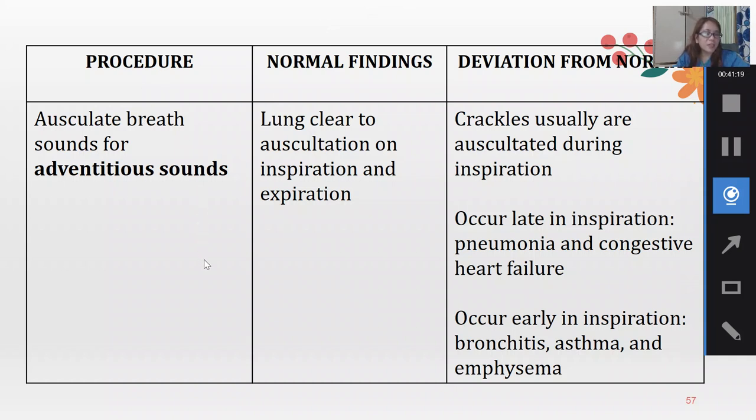So, auscultate breath sounds for adventitious sounds. Okay. So, dapat when you auscultate, ano ulit ang location? You follow the location or the pattern kanina. The lungs should be clear to auscultation on inspiration and expiration. So on deviation, if there is presence of crackles, which you usually auscultate during inspiration, kapag nag-occur siya late in inspiration, that could be a sign of pneumonia and congestive heart failure. If it occurs early in inspiration, that could be a sign of bronchitis, asthma, and emphysema.